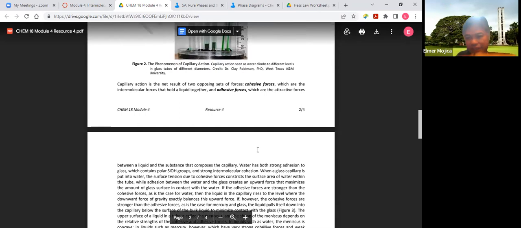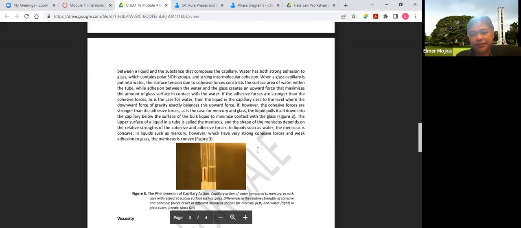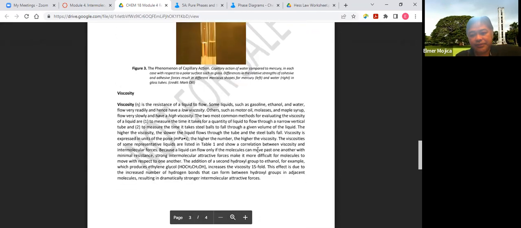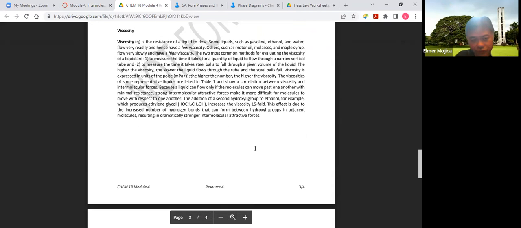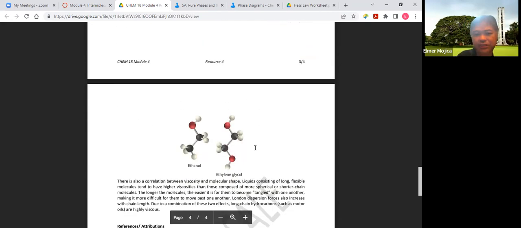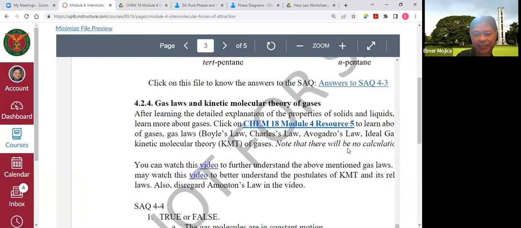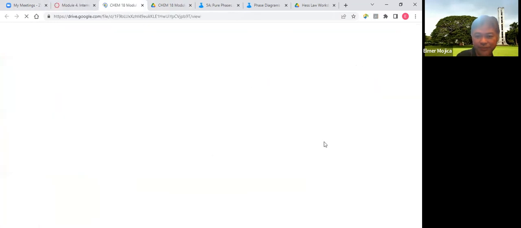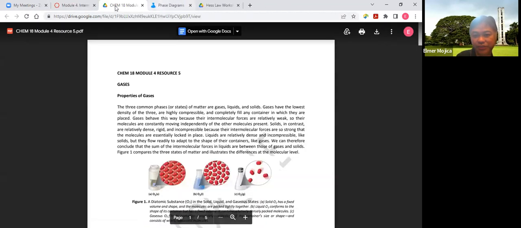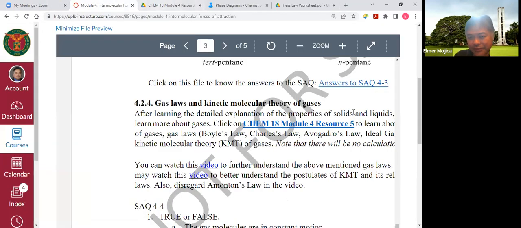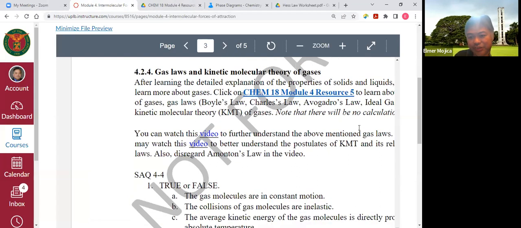So, I would like you to look at this. Okay? Kung hindi nyo ma-access yung lecture, you read the materials that are here. Okay? And then, don't forget the different gas law. So, ito yung portion na ibibigay ko sa inyo during the weekend. Okay lang ba sa inyo sa weekend o gusto nyo sa Monday na lang? Let me know.